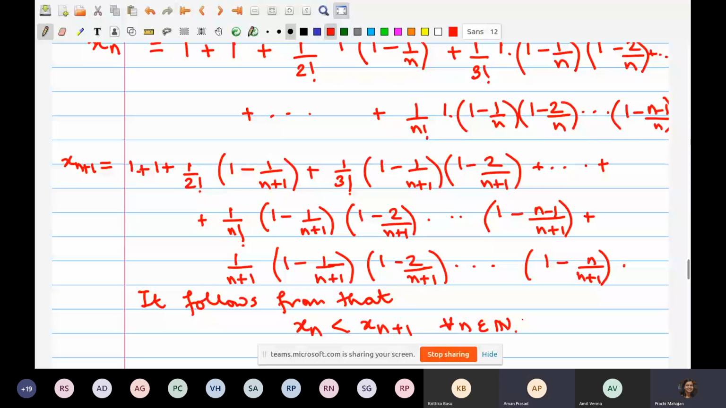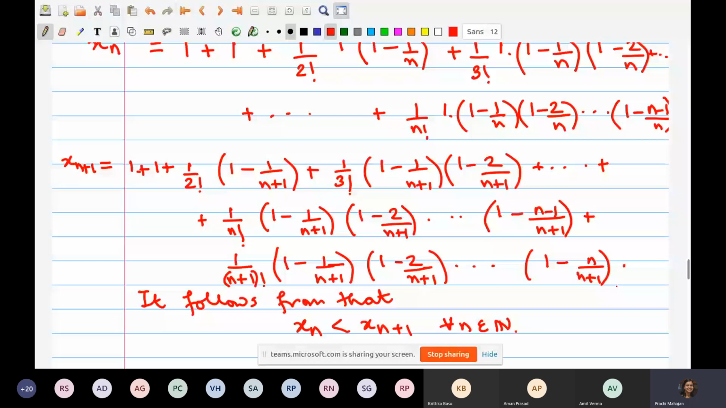Excuse me, ma'am. Yes, please. Ma'am, I lost my connection. Could you explain the xn plus 1, the last term? See, the last term, I'm just borrowing it from here. If the last term in xn is 1 by factorial n, over here it will be 1 by factorial n plus 1. Yeah, that was the problem, sorry. Thank you so much for correcting me. So this will be a factorial here, and I will have a 1 minus 1 by n plus 1, 1 minus 2 by n plus 1, and everything else seems to be all right. Is that correct? Thank you so much for correcting me.